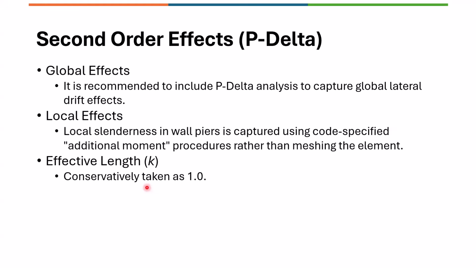So the program can recognize this through the connections of beam members or the slabs meshed at the wall ends. So the program can recognize this, and the unsupported length will be used for the calculation of additional moments. So this is also automated within the program.